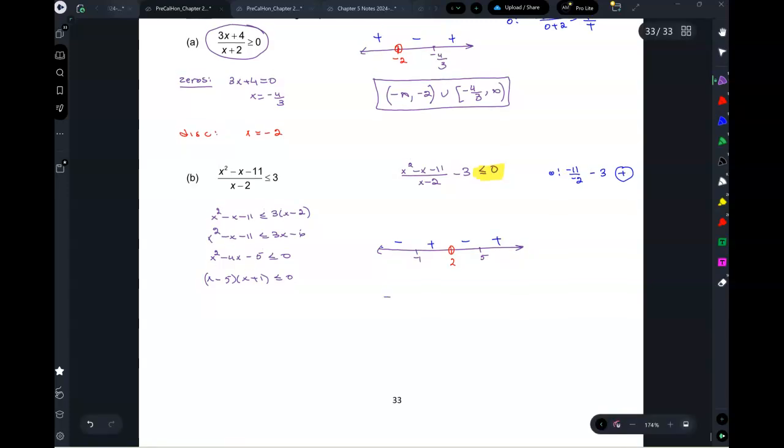So here we go. Negative infinity to negative 1. Do I close it at the negative 1? And then 2 to 5? Both? Open for the 2 and close the 5.